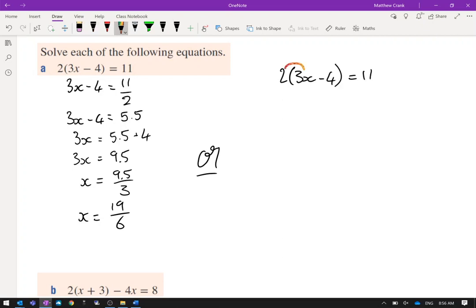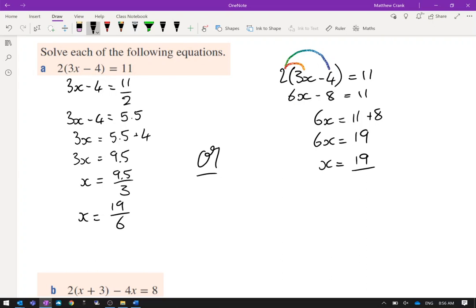Right, and remember we had that lesson where we put our rainbows in to expand the brackets. So 2 times 3x will give us 6x, and 2 times negative 4 will give us 8, and positive times negative is a negative, equals 11. Okay, now the negative 8 can go over, so we get 6x equals 11 plus 8, 6x equals 19. Times 6 goes over as divide by 6, and we get x equals 19 over 6. Does it matter which way you do it? No, not really. What matters is that you follow the correct algebraic conventions with following the appropriate steps, and as you take things over, making them the opposite operation.